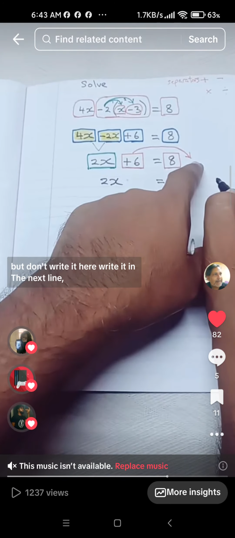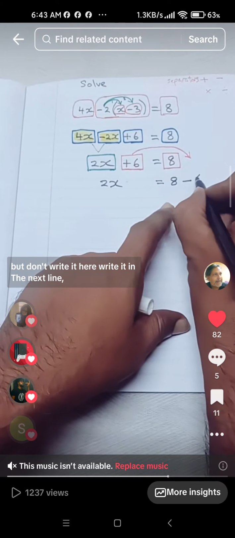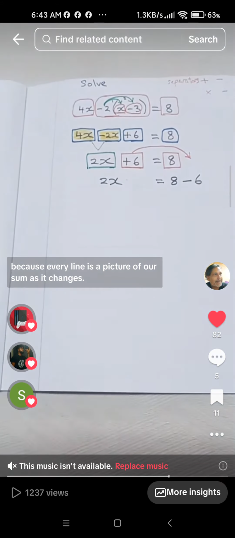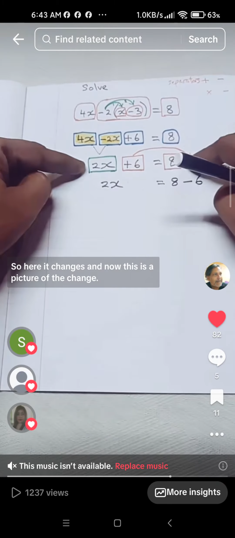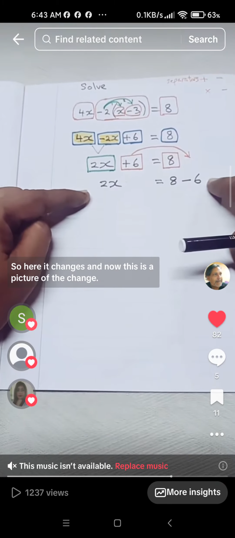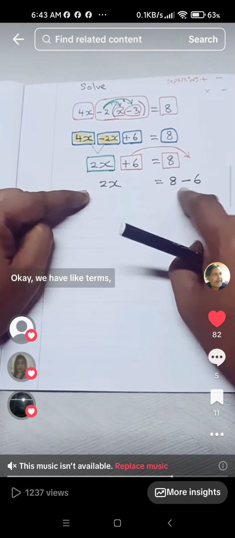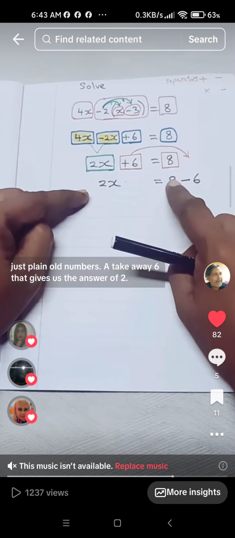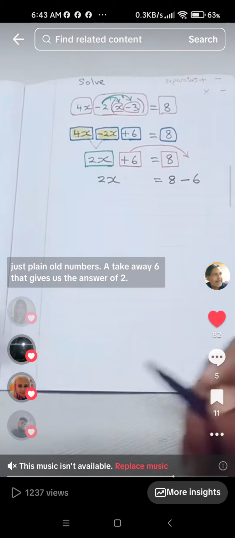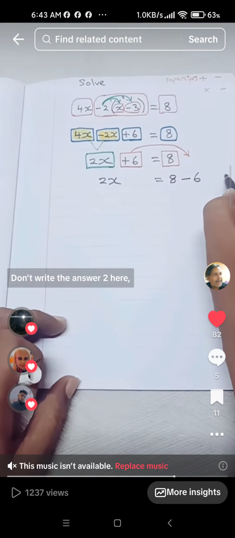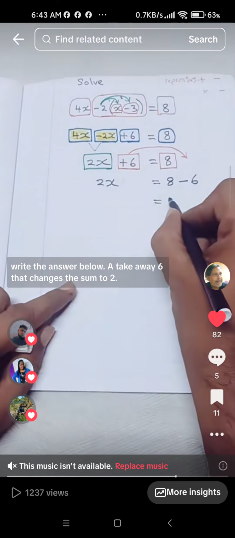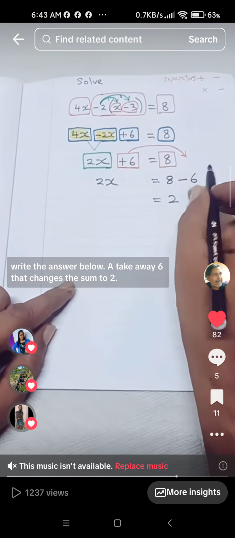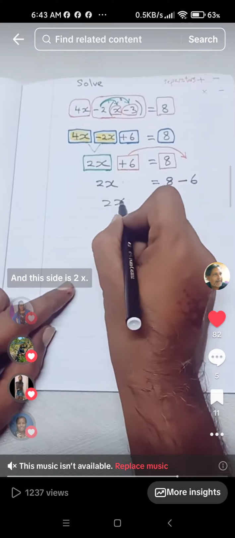But don't write it here, write it in the next line, because every line is a picture of our sum as it changes. So here it changes, and now this is a picture of the change. Okay, we have like terms, just plain old numbers. 8 take away 6 gives us an answer of 2. Don't write the answer 2 here, write the answer below. 8 take away 6 changes the sum to 2, and this side is 2x.